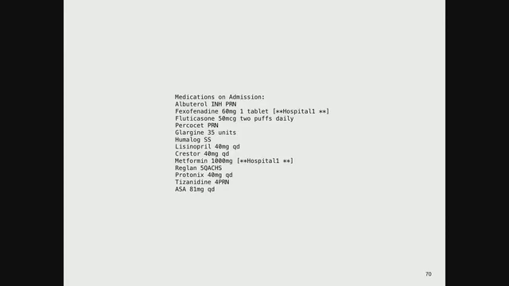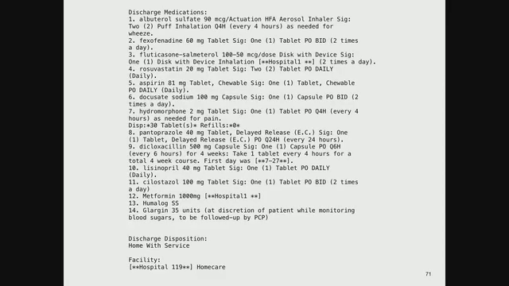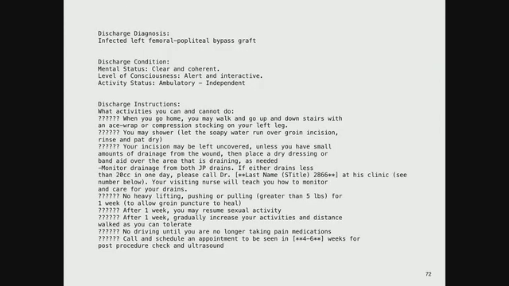Medications on admission, so this was the medication reconciliation. Discharge medications, so this is what she's being sent home on. Discharge disposition is to the home with some follow-up service, and the discharge diagnosis is infected left femoral popliteal bypass graft. And these are the instructions to the patient that say, here's what you can do, here's when you should come back and tell us if something is going wrong, et cetera.